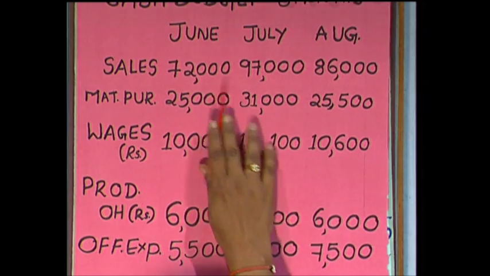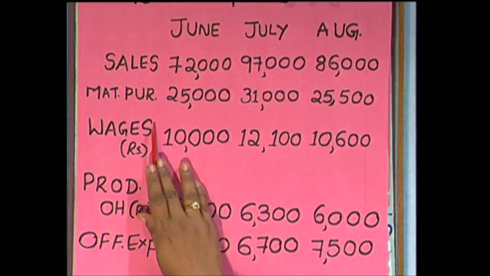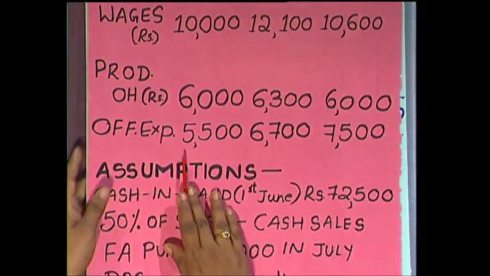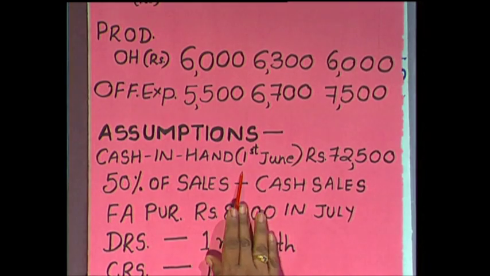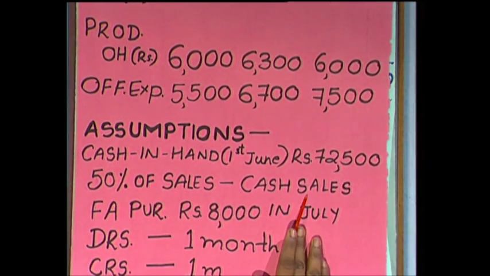If you are having a positive cash balance, if your receipts are more than the payments, it means that you have sufficient cash. If your receipts are less than the payments, then make arrangement for borrowing. Let us see by an example. For example, sales are 72,097 and 86 for 3 months. Sales figures are given, purchases are given, wages, production overhead, office expenses, and the assumptions are cash in hand on 1st June is 72,500, then 50% of sales are cash sales.